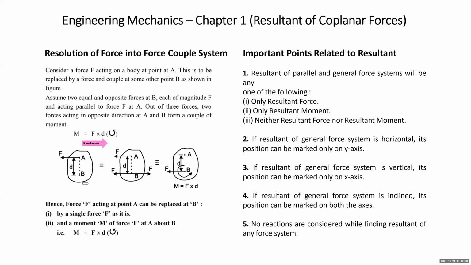I want to find what should be applied at B so that the body experiences the same. So I assume at point B, the same force as applied at A is applied to the left and to the right also, so that these two forces will nullify. So still we can say that this first diagram and second diagram are equivalent.